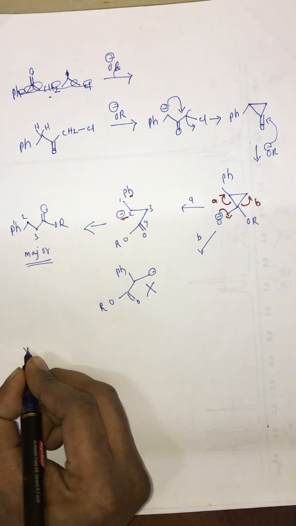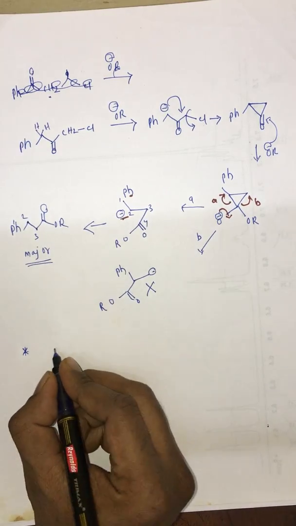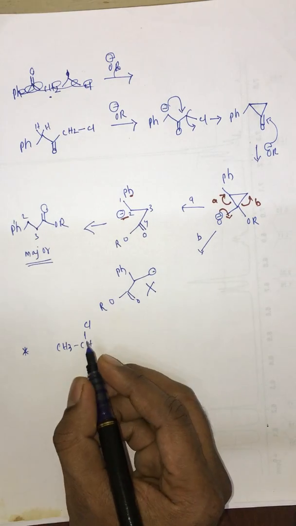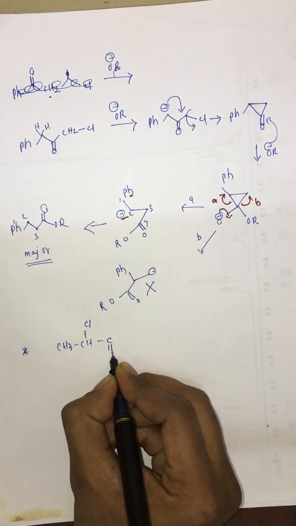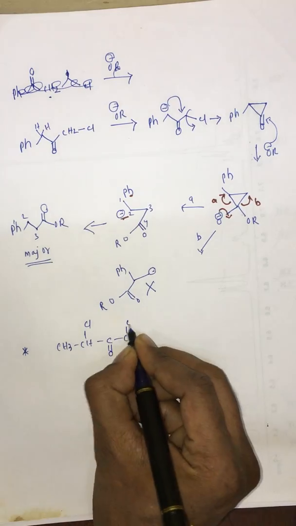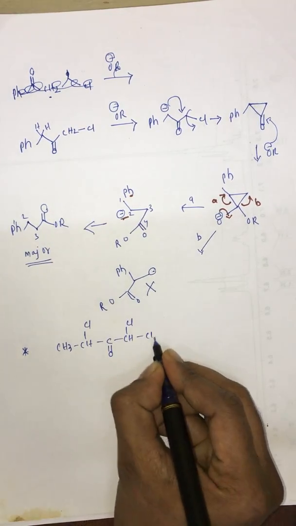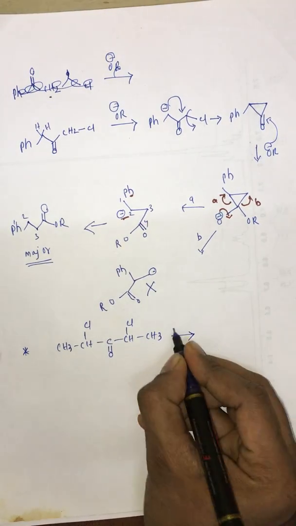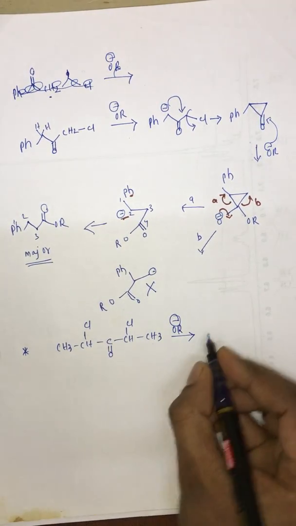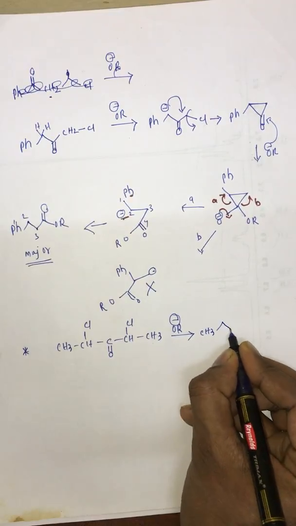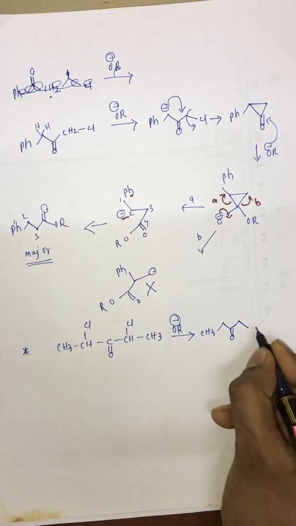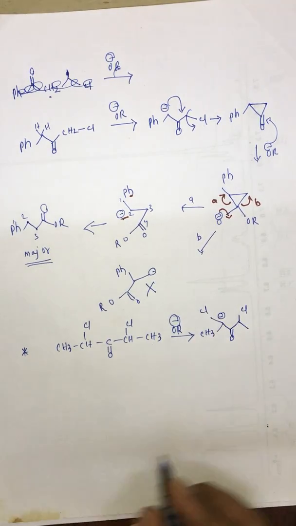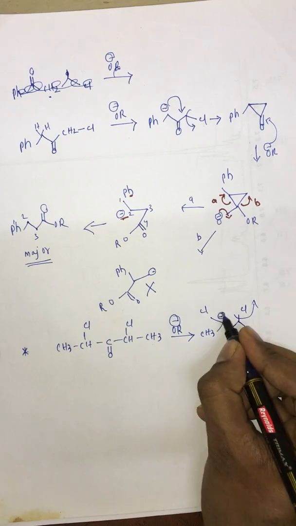And this is also very important. CH3, CH, Cl, CO. We'll see this compound now. Here we have base. Base will abstract this proton. Negative charge, and here chlorine will come. Now the same mechanism follows.